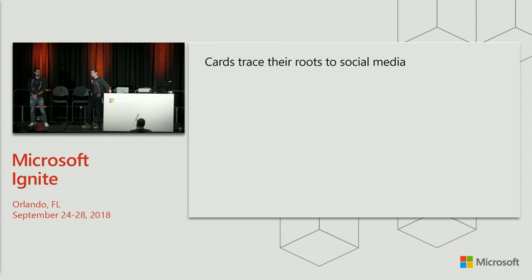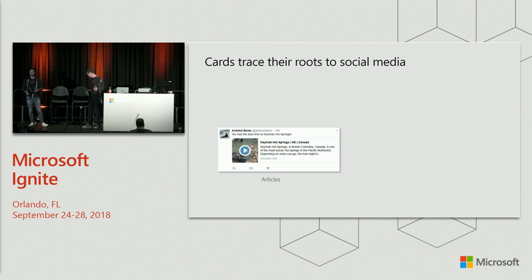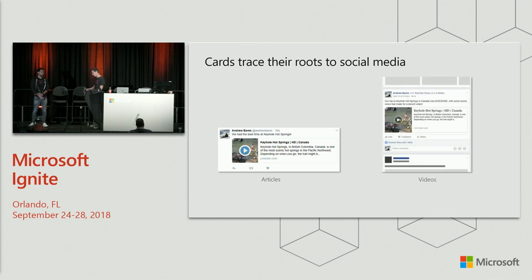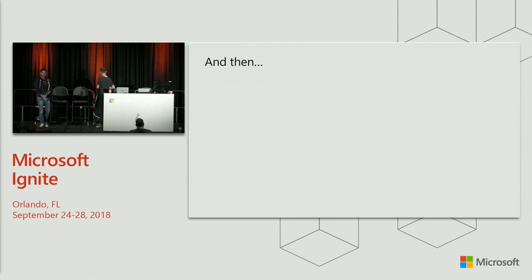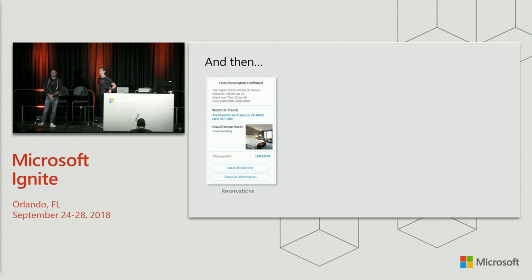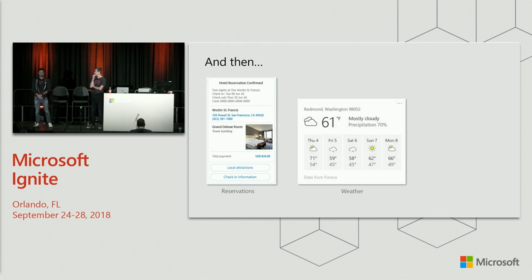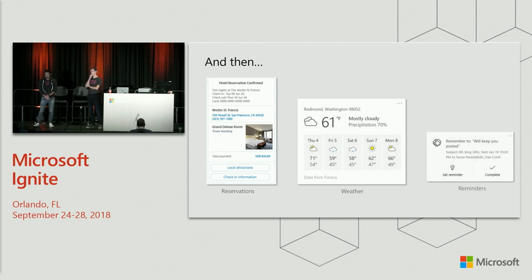Cards really trace their roots to social media. The first things we started to see flying through our feeds were things like articles and videos. Then as things got a little more complicated, we started to see reservations, as you start to interact with digital agents like Cortana or Alexa. You could start to see things like weather, things like reminders. Yeah, I really love those, but what about restaurants? None of these really fit my scenarios.